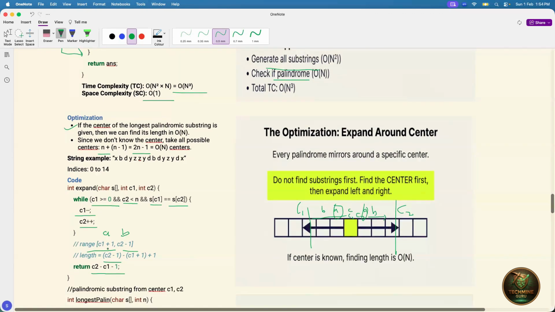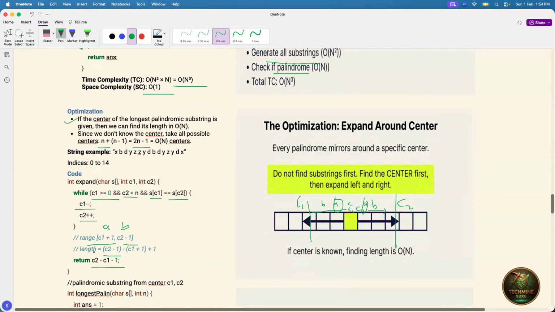Then we have to remember that the valid range is C1 plus 1 and C2 minus 1, since only after exiting the loop do we come to know that the characters did not match. So when we put the same formula into the range, we get this as the length. So this is the expand function.